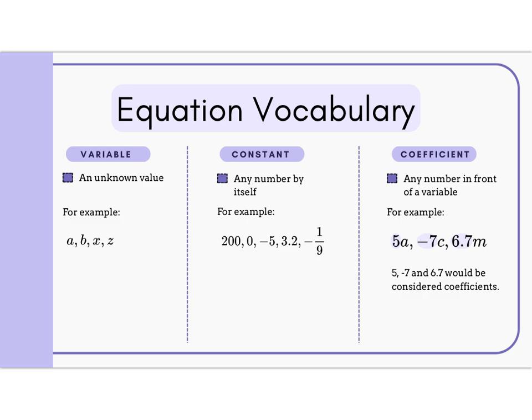And then last we have coefficients. So this is any number in front of a variable. So for example, we have 5a. 5a itself isn't a coefficient, but just the 5 in front would be considered a coefficient. The negative 7 in front is a coefficient. And the 6.7 in front is a coefficient. So these are terms that we're going to use all throughout algebra, and so it's very important that you know what the difference between these are.